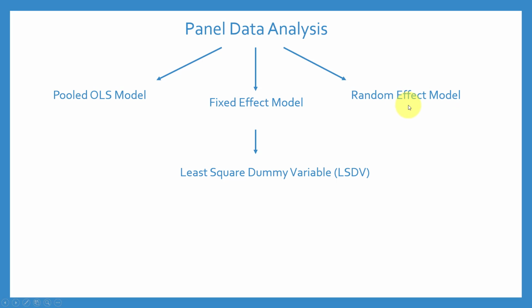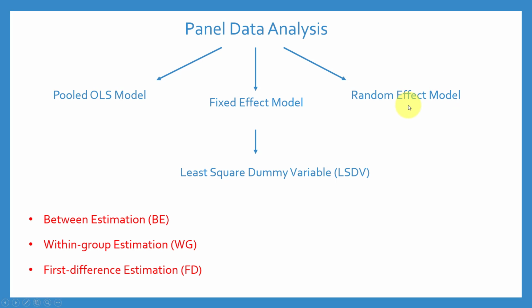And then we have a random effect model. There are other models as well, for example between estimation, within group estimation, and first difference estimation, but we are not going to discuss these techniques in this video. For that, we would have a video of its own. So for now, in this video, we are going to discuss three techniques: pooled OLS, fixed effect, that means LSDV, and the random effect model.